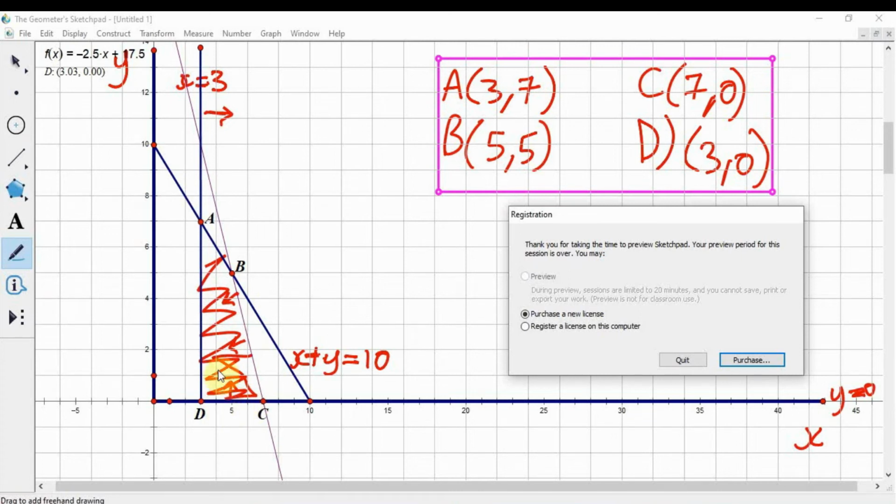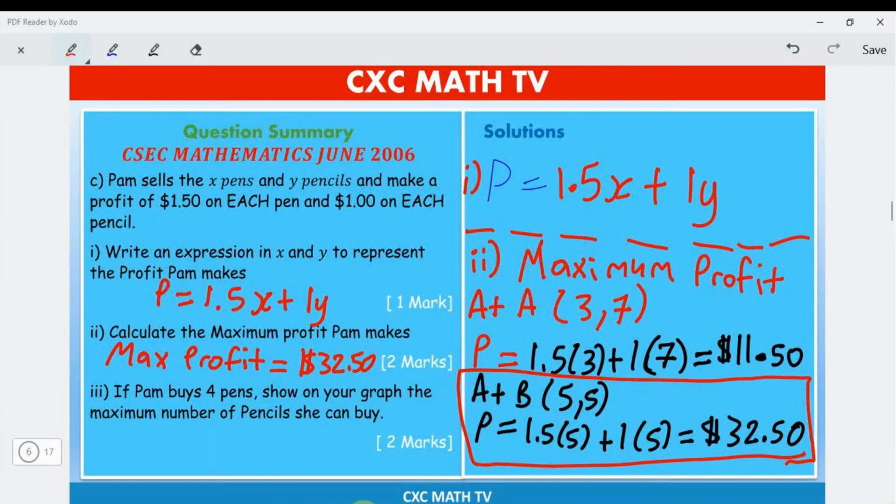So this is when X is 4, right? When X is 4, the Y value would be right here. That Y value would be 6. Notice 6 maps to 4 in this region. In other words, we're saying that the maximum number of pencils she can buy is 6. So Y equal to 6. That's the maximum number of pencils.